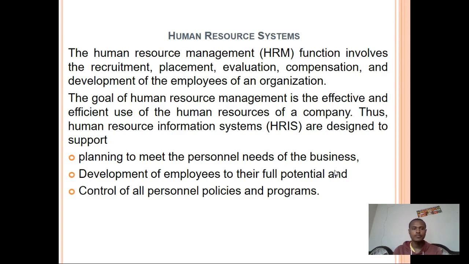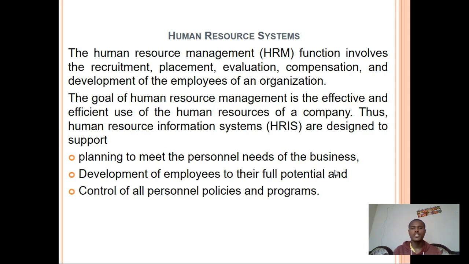Human resource system. The human resource management function mainly deals with human resource activities such as selecting employees, compensating them, recruiting them, placing them, even firing them. These are the activities dealing with human resource management. Its goal is the effective and efficient use of the human resources of the company.